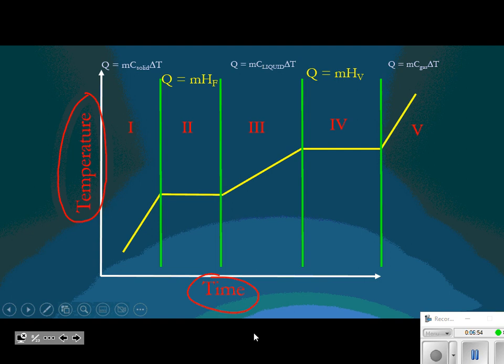Now, the question that we just had said that we had 19.0 grams, and it went from a temperature of negative 13 degrees Celsius to 55 degrees Celsius. Well, when we're dealing with water here, ladies and gentlemen, we are going to start out right here, and this is going to be our negative 13. It's going to be over here in area number 1.